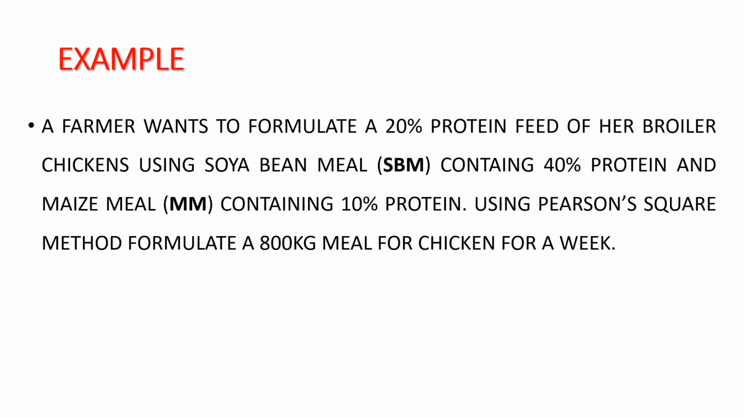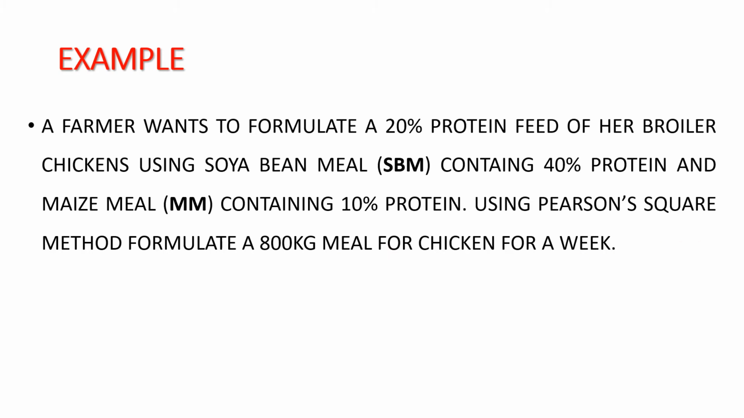For example, a farmer wants to formulate a 20% protein feed for her broiler chickens using soybean meal, abbreviated SBM, containing 40% protein, and maize meal, abbreviated MM, containing 10% protein. Using the Pearson square method, formulate an 800 kg meal for chicken for a week.